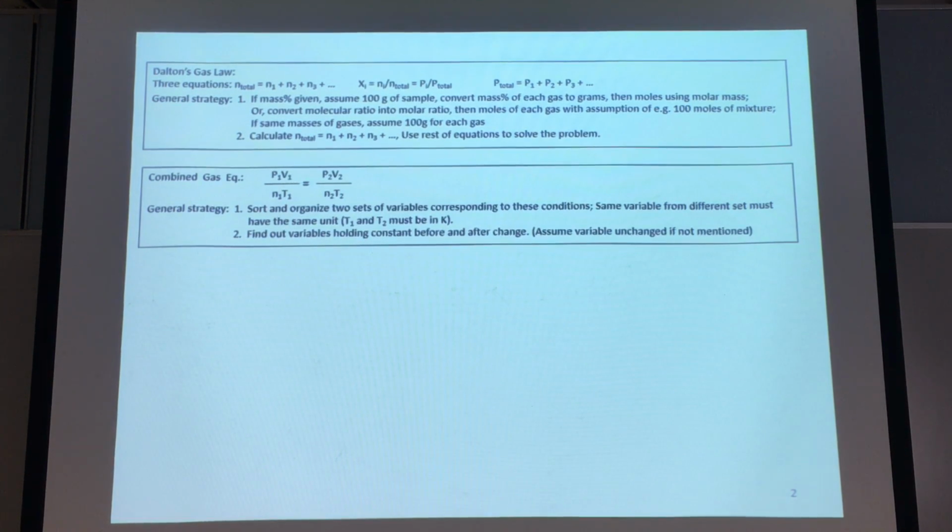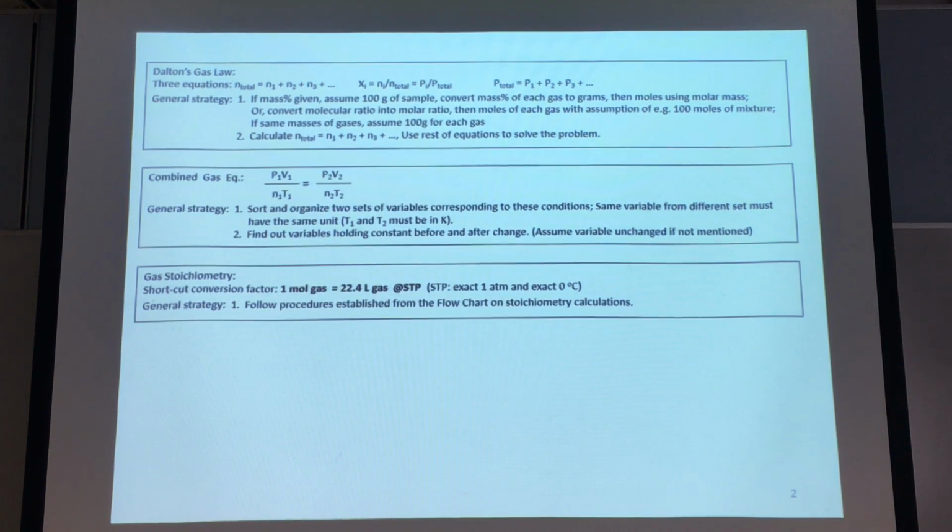As for the combined gas equation, it is extremely important for us to sort and organize two sets of variables. The same variable, even from a different set, must have the same unit. Particularly for temperature, it has to be Kelvin. We cannot use Celsius. Celsius is not allowed in any calculation involving gas. Meanwhile, we need to find out which variables could be held constant before and after the change. If those variables are not mentioned, we can assume such variables are unchanged.